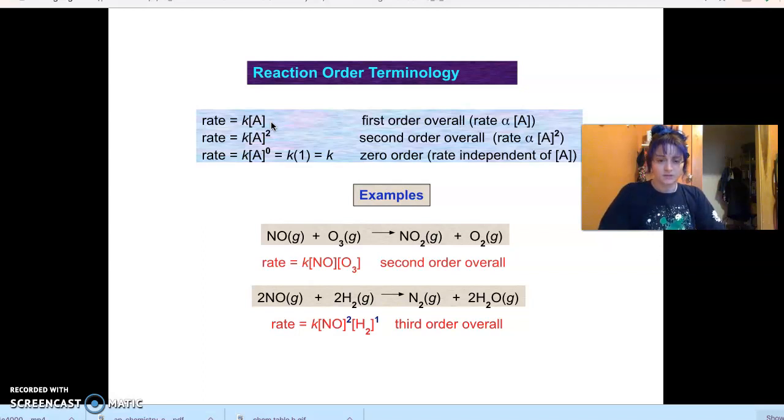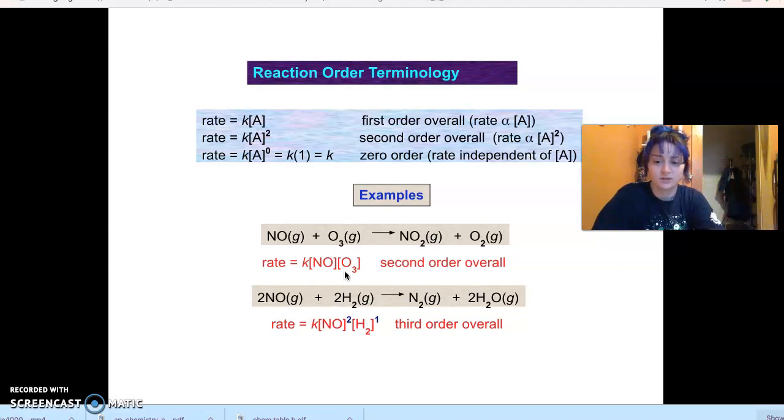If you look down at these examples here, something important to note is that when you're talking about the order of a reaction, it's the overall order. So the reaction given here, nitrogen monoxide plus ozone going to nitrogen dioxide plus oxygen, is a second order overall reaction because the sum of the exponents is 2. So the reaction is first order with respect to NO, first order with respect to ozone, however, second order overall.